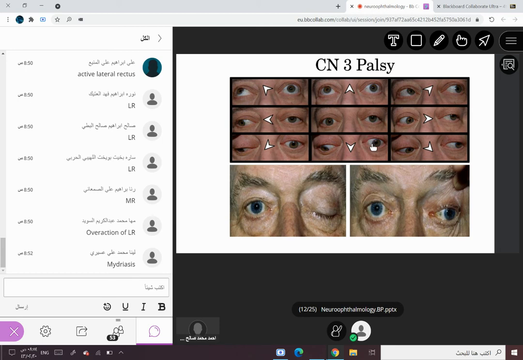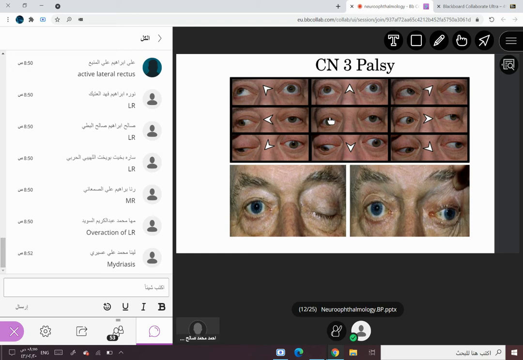Very minimal movement, almost to none. We ask the patient to look up and right, down and right, up and left, down and left. Okay, so this patient has limitation of adduction, supraduction, infraduction. And if you notice here in the primary position, there's a mild ptosis as compared to the right eye.